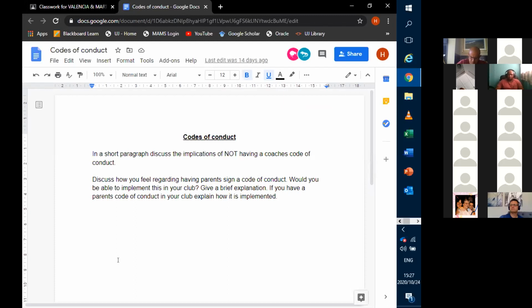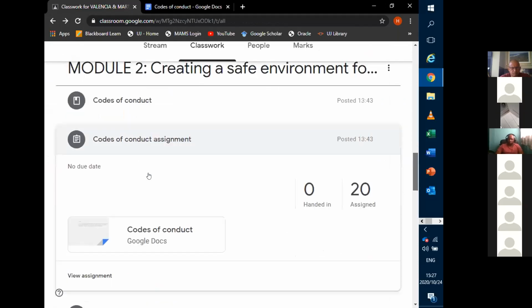Would you be able to implement it in your club? Give a brief explanation. If you have a parents' code of conduct in your club, explain how it is implemented. I think we all can learn from that. Thank you. So that is one of your assignments also.